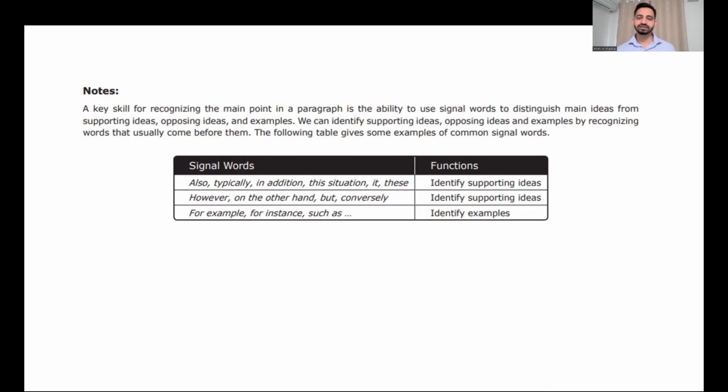ground. So what are signal words? These are identifying the supporting ideas also, and it gives you more information. Supporting ideas. It gives you supporting ideas when it says also, typically, in addition to, the situation is, in this situation, it, these, and however. On the other hand, but conversely, also identify supporting ideas. It's used for contrasting, and for example, for instance, such as it's used for identifying the examples.